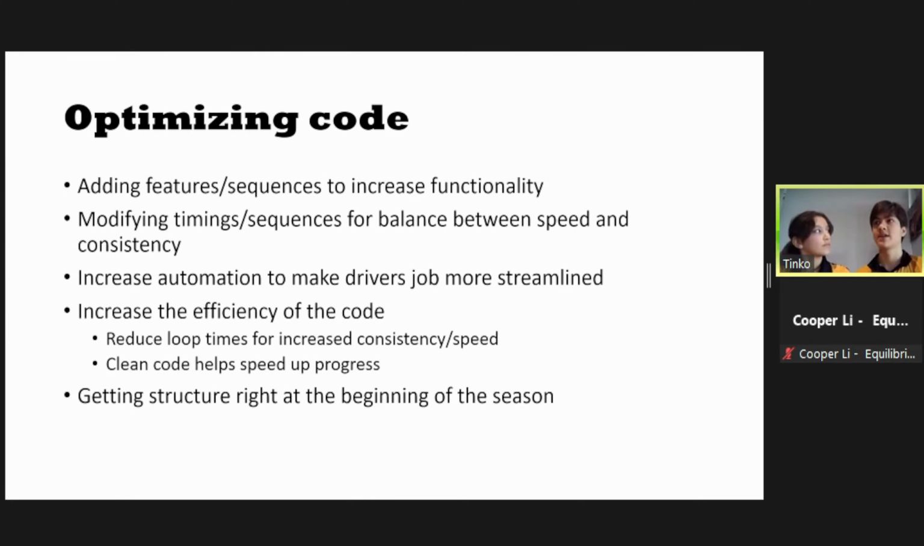And then lastly, where it comes to actually optimizing your software, it's all about increasing the efficiency of your code. So that is basically cleaning up your code structure to make it a lot easier to edit in future seasons, and then also reducing the loop times. Reducing your loop times will reduce how fast it iterates through the code, which will increase the performance of, for example, control loops like PIDs, et cetera.